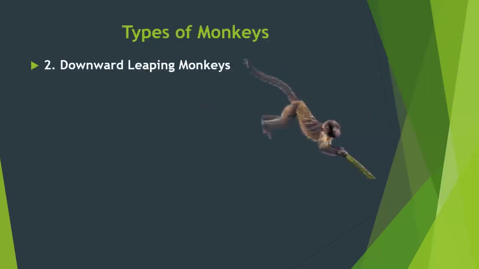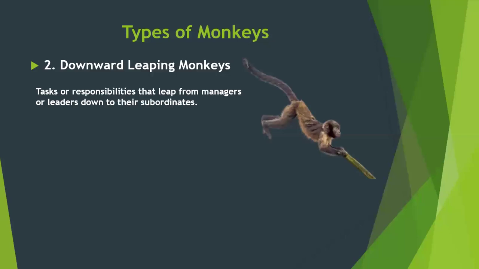Then the second type of monkey is downward leaping monkeys. These are the responsibilities that leap from the manager or leader down to the subordinate. Yes, it's not only upward, we have downward. The task that you're supposed to do by yourself, you pass it down to your workers. So we call this kind of task downward leap. And by identifying these tasks, you know how to manage every activity, and even the office will not be overloaded. Everyone will not be overworking. Everyone will be working according to how they're supposed to work.